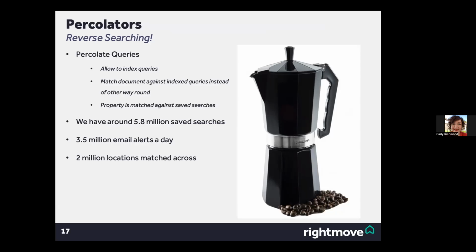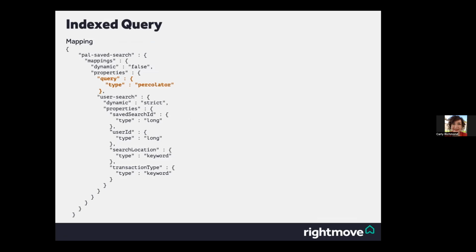So I already mentioned some numbers. We have around 5.8 million saved searches, 3.5 million alerts, and 2 million locations. I'll come to the location part in a bit, but let's first look at what the Percolator index looks like. This is a snapshot I've taken from the PAL saved search index. PAL stands for property alerts, and the important point to note here is the type of the query field, which is Percolator. In this query field, we can save the query that the user is trying to make. In this case, it's a saved search criteria.